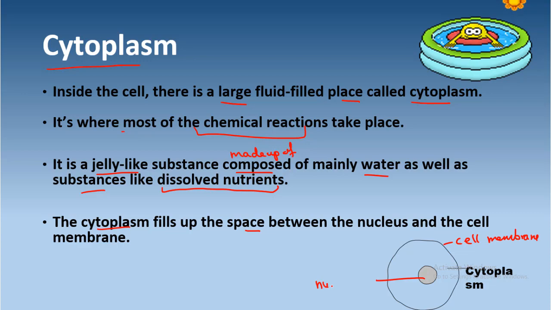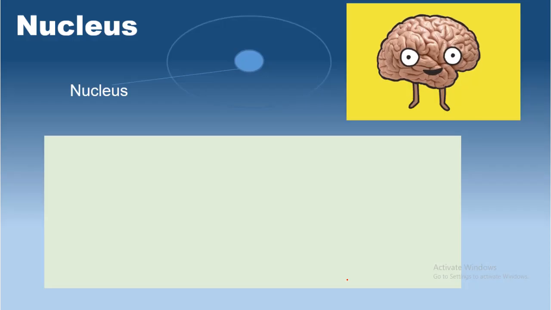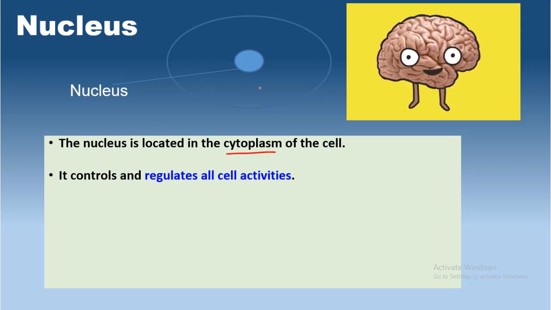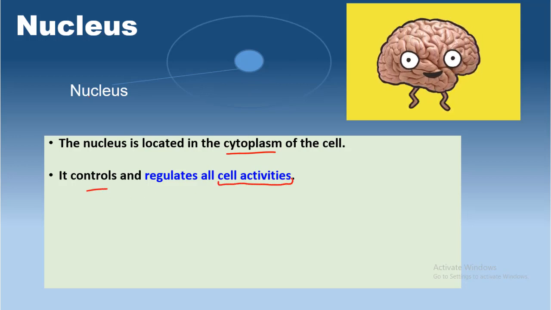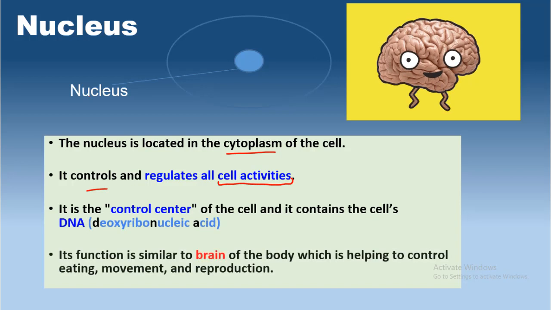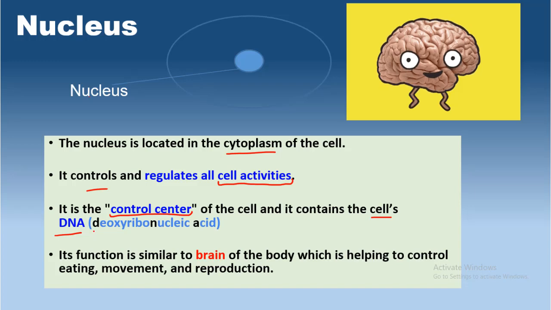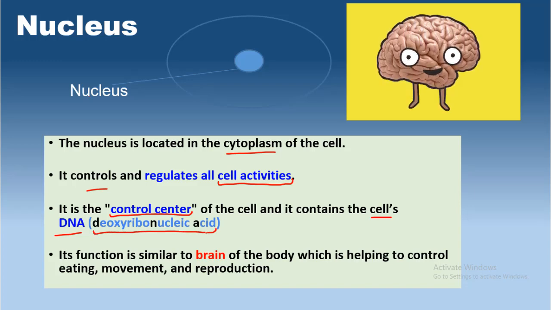So here is the nucleus. So what can you see here? This is the brain, and nucleus also acts like the brain of the cell. It is located in the cytoplasm of the cell, as you can see in the diagram. It controls and regulates all cell activities, means whatever the cell is doing is controlled by the nucleus. It is called the control center, and it contains cells' DNA. DNA stands for deoxyribonucleic acid.